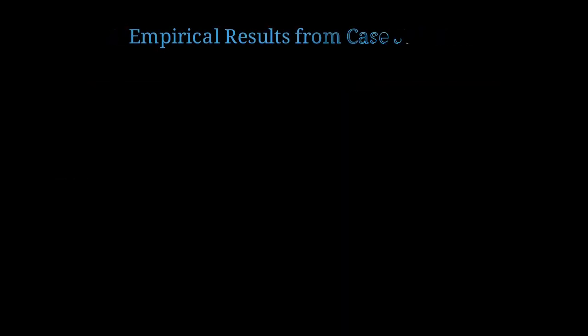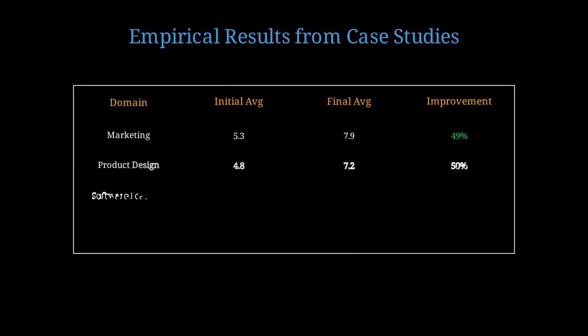Now let's look at empirical results. I've applied this system across 5 different domains to test its generalizability. Marketing campaigns improved from 5.3 to 7.9, a 49% gain. Product design went from 4.8 to 7.2, 50% improvement. Software features showed the largest gain, from 5.1 to 8.1, that's 59%.